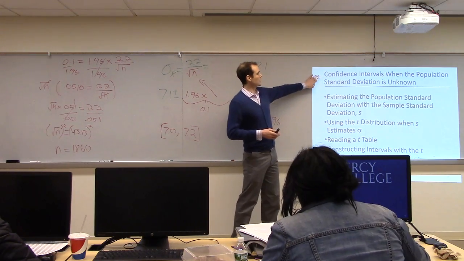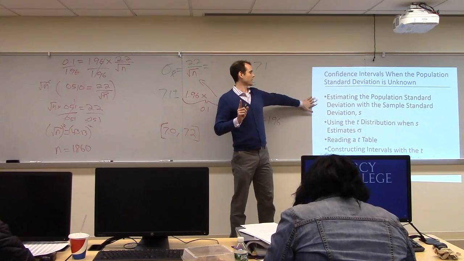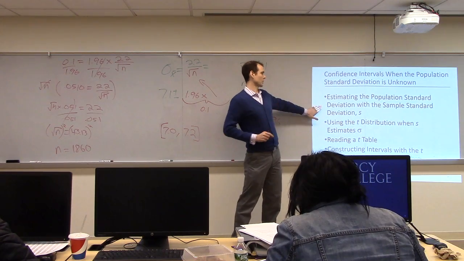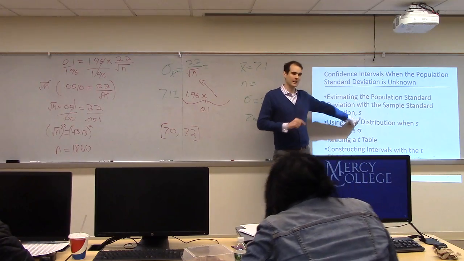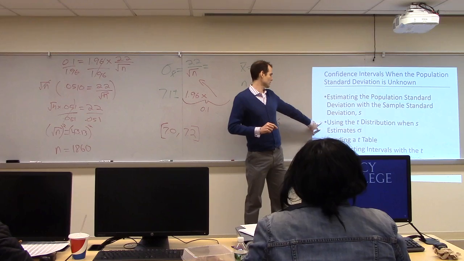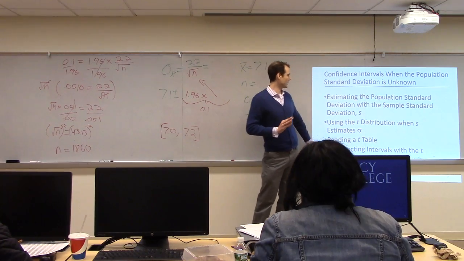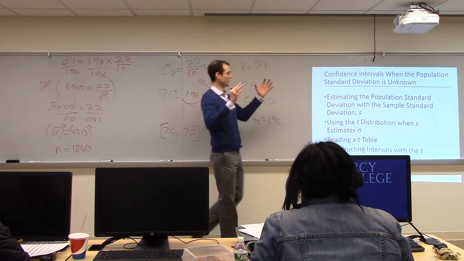So when the population standard deviation is unknown, we will estimate population standard deviation with the sample standard deviation. Little s is the symbol we use for that. We will use the t-distribution. We will learn to read the t-table, and we will construct confidence intervals with the t-distribution.